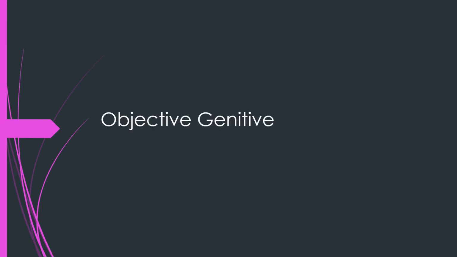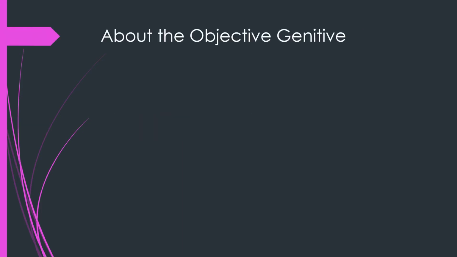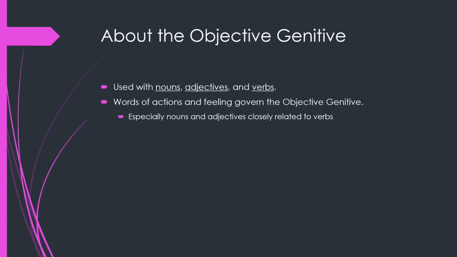So now let's talk about the objective genitive. When we talk about the objective genitive, it can be used with nouns, adjectives, and verbs. Regardless of which one it's being used with, we will find that it tends to deal with words of actions that govern these, or words of feeling. And so even when we're talking about nouns and adjectives, these tend to be words that are closely related to verbs.